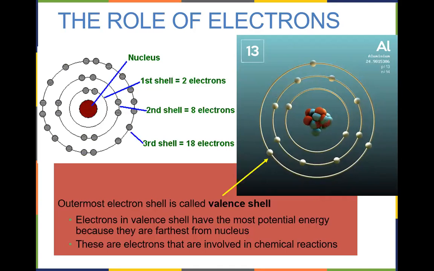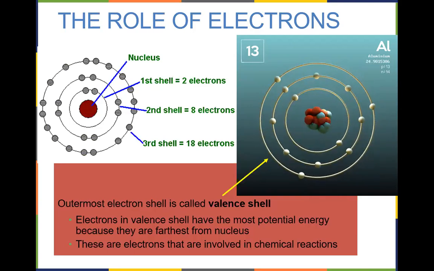It has 13 protons and 14 neutrons. I'm reading it off the screen. I don't know it by memory. But it has 13 protons and has 13 electrons. And so you have 2 electrons in the first shell, you have 8 in the second shell, and you have 3 in the third shell.